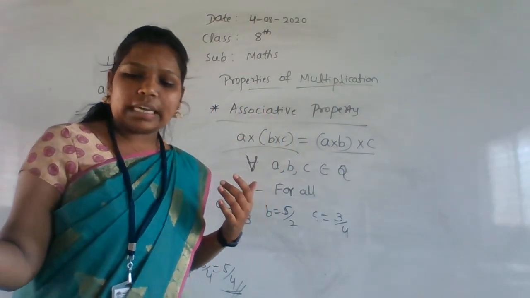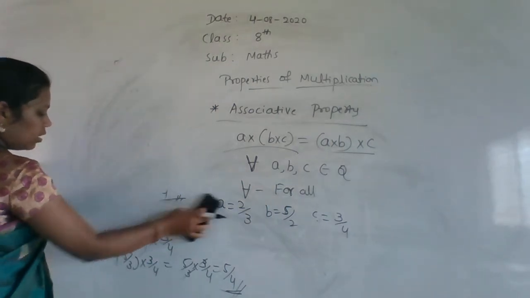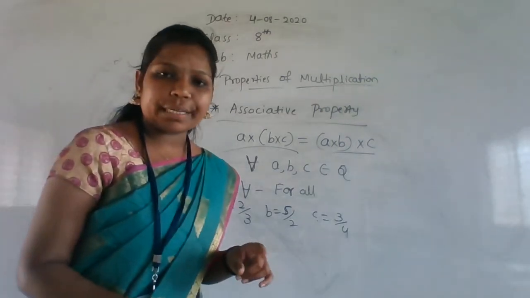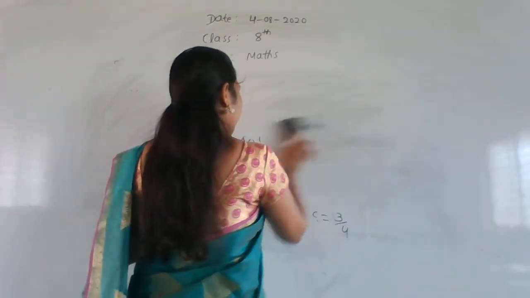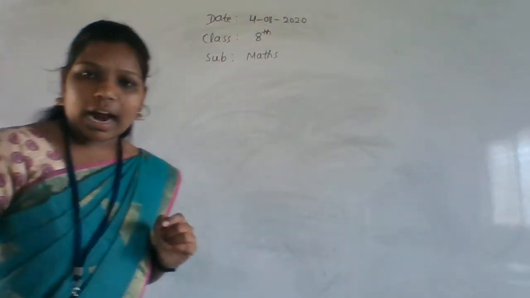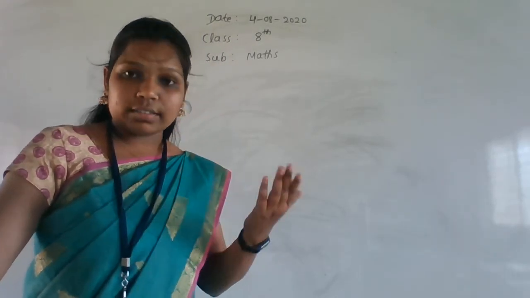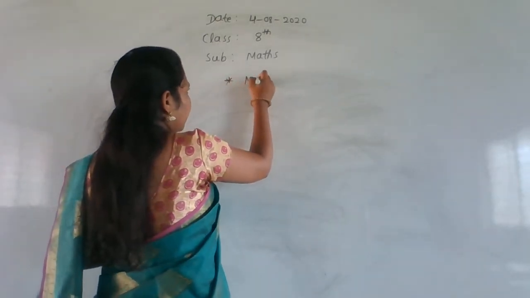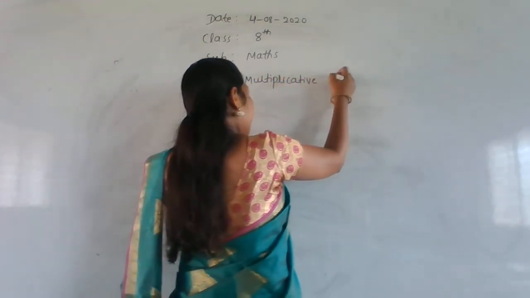Okay. So next we'll move to the multiplicative identity. Another meaning of multiplicative identity is the property of 1. In the properties of addition, what did we tell? Additive identity is called the property of 0. But here it is the property of 1. So it is nothing but the fourth property, multiplicative identity.